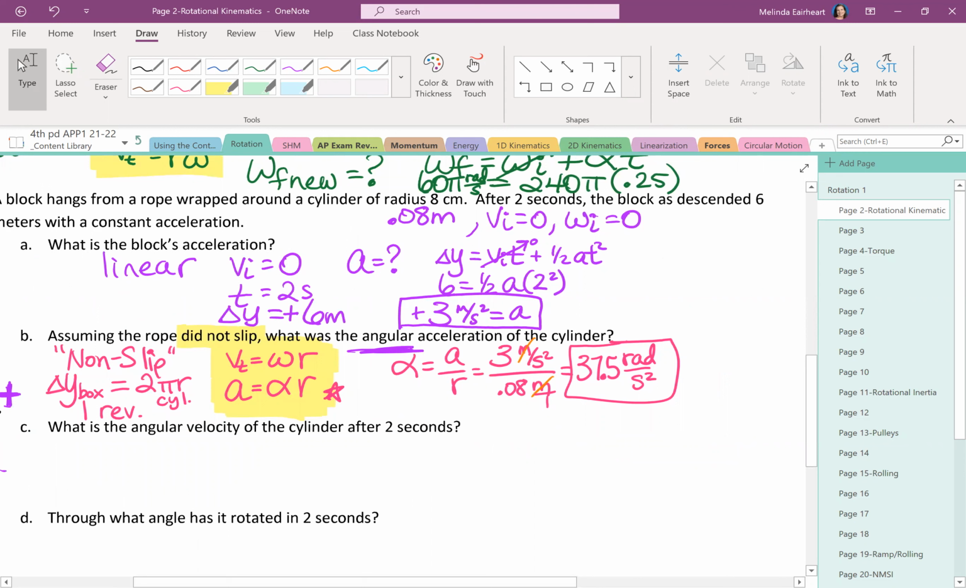C, what's the angular velocity of the cylinder after 2 seconds have passed? And so now that we know the angular acceleration, and that was going to be constant, I'll have 37.5 radians per second squared. We know the time is 2, and it's still going to begin at 0. Now to solve for final angular velocity, what kinematic equation do we use?